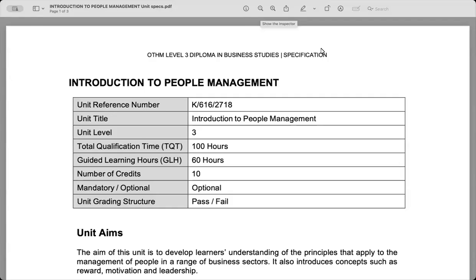In the past 3 days, we discussed our first four lectures, and we discussed different aspects of introduction to people management. So today we will discuss how to successfully complete your assignment on introduction to people management.